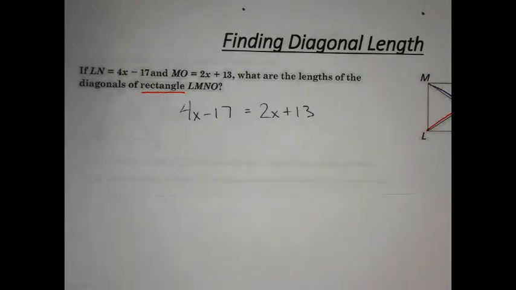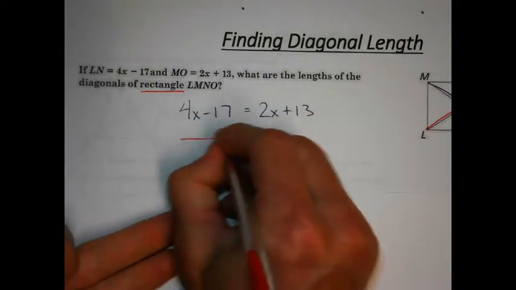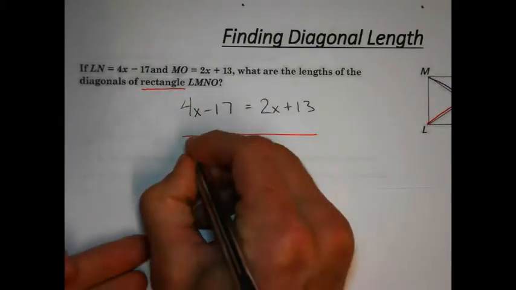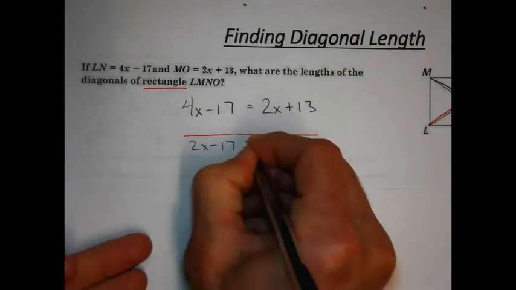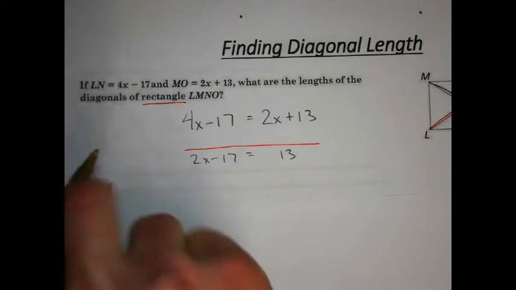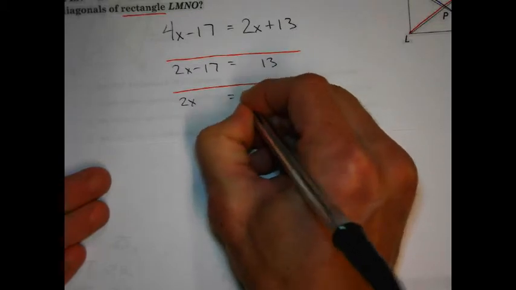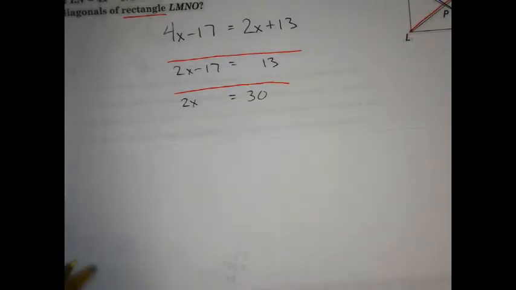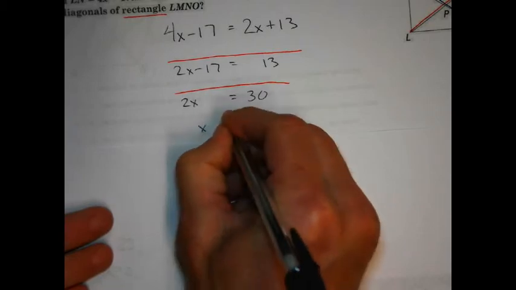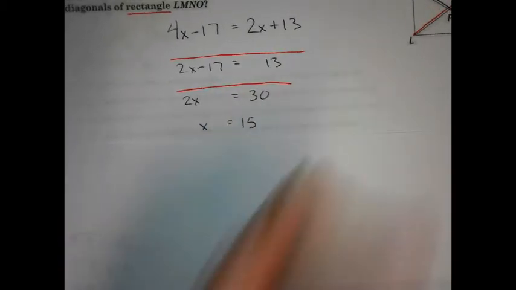So let's do it. Same thing as before. The first thing I'm going to do is subtract 2x from both sides. And then I'm not going to show my work. And then I'm going to add 17 to both sides. Then I'm going to divide by 2. So now I know that x is 15.